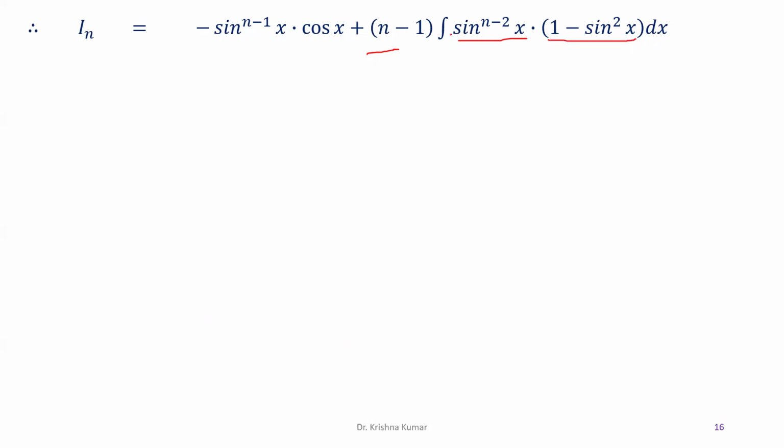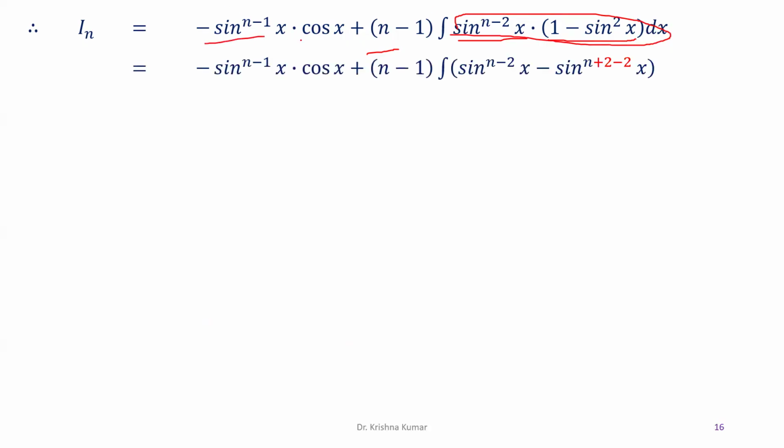Now let us just open the bracket in the second case. So minus sine to the power n minus 1 x into cos x, no change in the first part. N minus 1 we have already taken outside. And now if we open the bracket, sine to the power n minus 2 x into 1 is sine to the power n minus 2 x, and sine to the power n minus 2 plus 2, so this plus 2 and minus 2 will cancel. We have sine to the power n x dx.